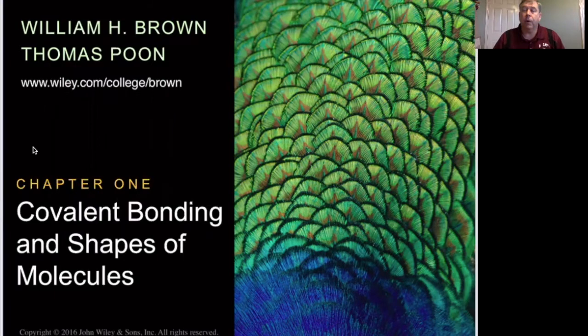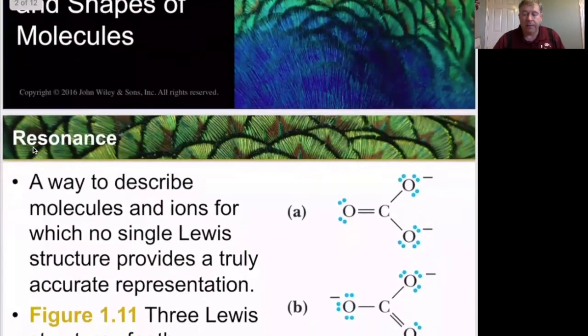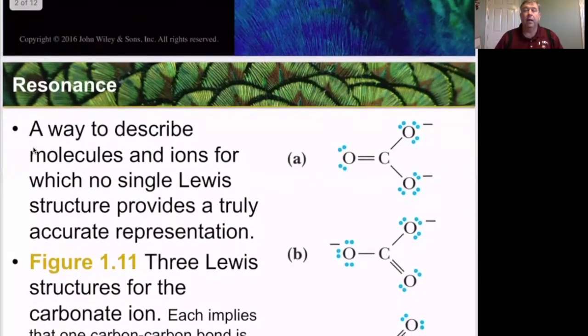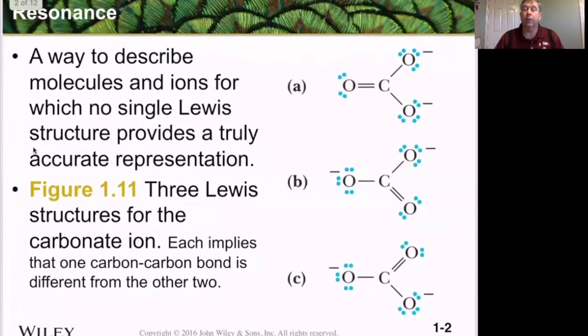We will continue on with Chapter 1, Part 6. So we will sum up the rest of the chapter in telling us about covalent bonding and the shape of our molecules. But the thing we're going to talk about now is resonance. Now, when we looked at drawing Lewis dot structures, most of the time we had a single bond and no charge associated with it.